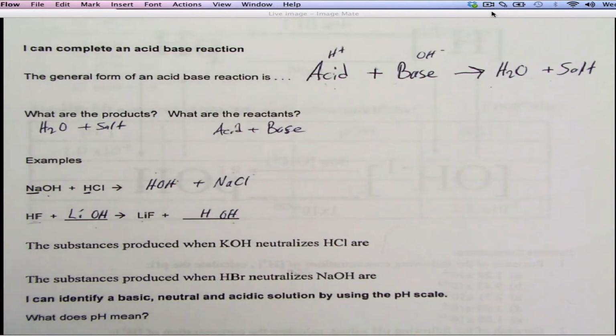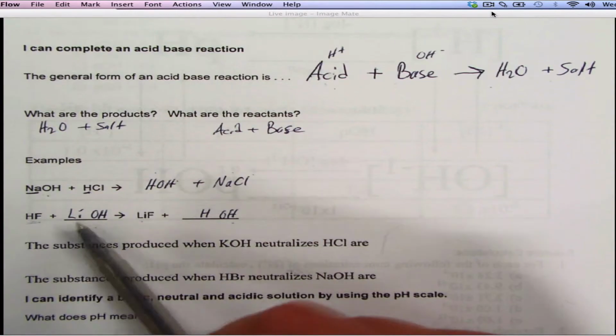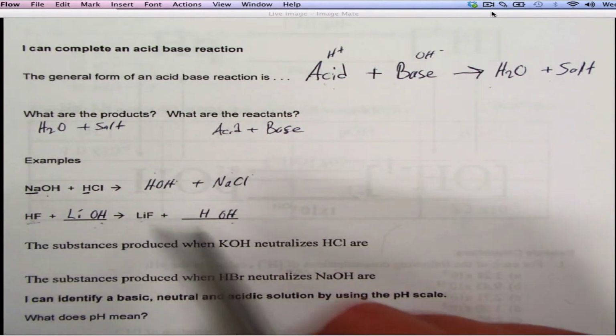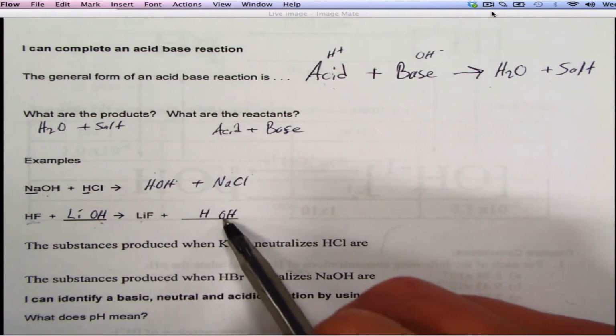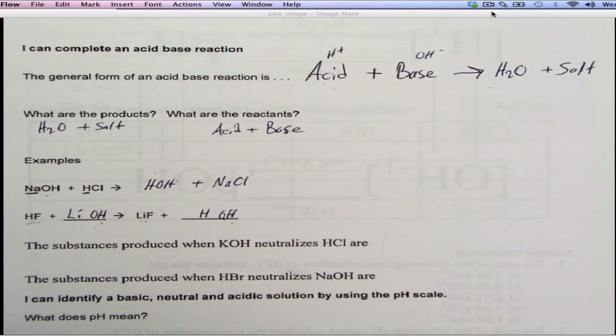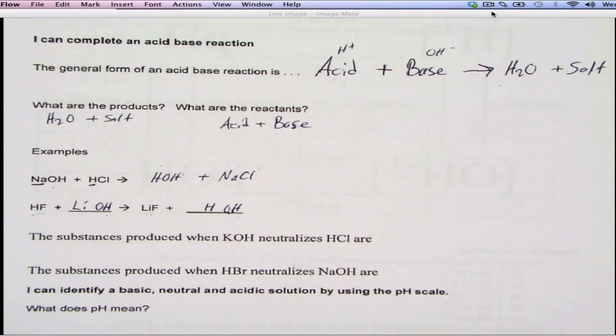But it's a different level of thinking, and I think you guys can do that stuff. So notice, now we have LiOH, the Li switched partners with the H, which is what we got, and now we have water and some type of salt. Done. Neutralization reaction.